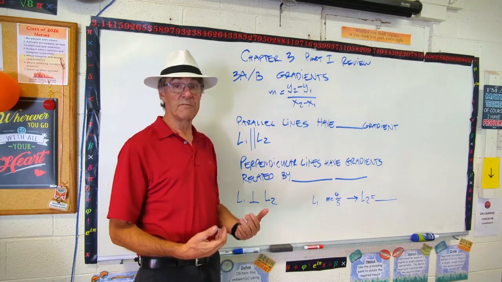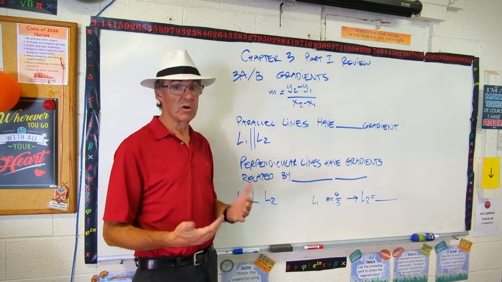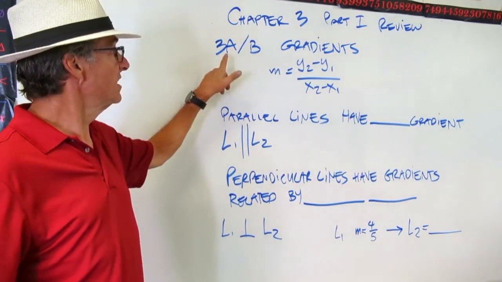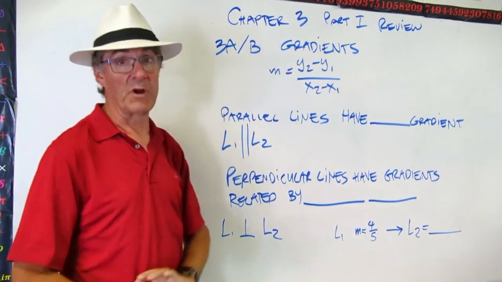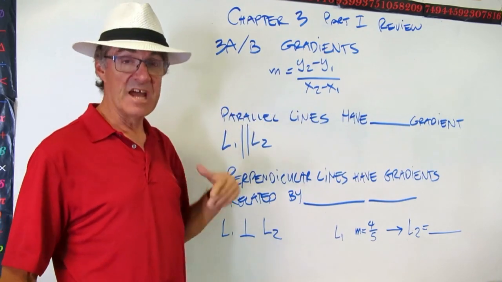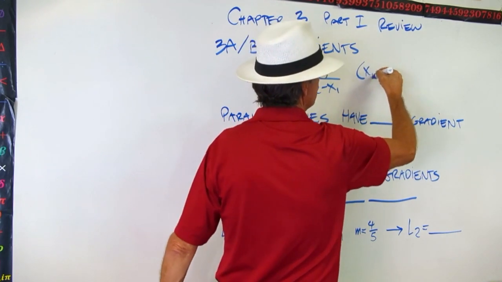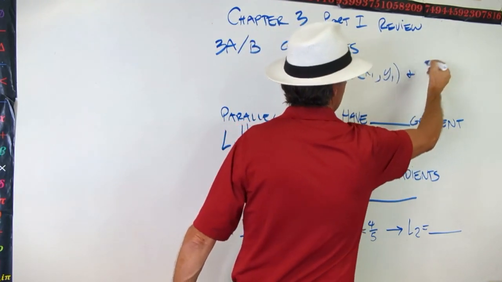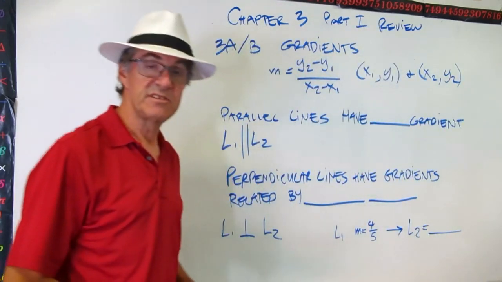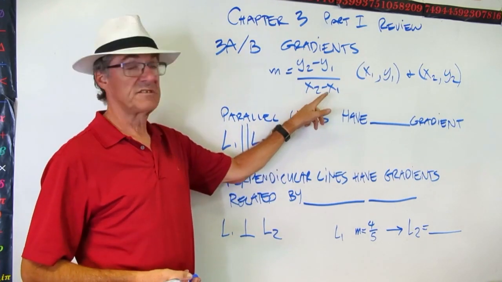Let's do a quick review of the first part of Chapter 3, which is what we've been working through in the last week and a half. So let's take a look. The first thing we did, in lessons 3A and B, we looked at gradients. One of the first parts there was the gradient of any kind of a line that had 2 points, x1, y1, and x2, y2. If you have any 2 points like that, you can calculate the gradient or the slope between them using this formula.